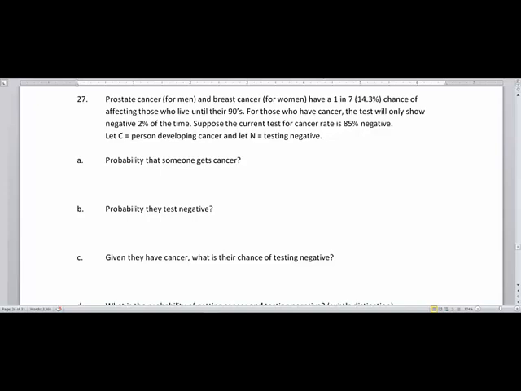To do so, we can just look at the first statement of the story problem. The first statement explains that the chances of getting breast cancer is 1 in 7. So the probability of cancer is 14.3% or 0.143. Now, for these problems, I'm going to keep them in decimal form, because multiplying percentages is going to give us different answers than the decimals.